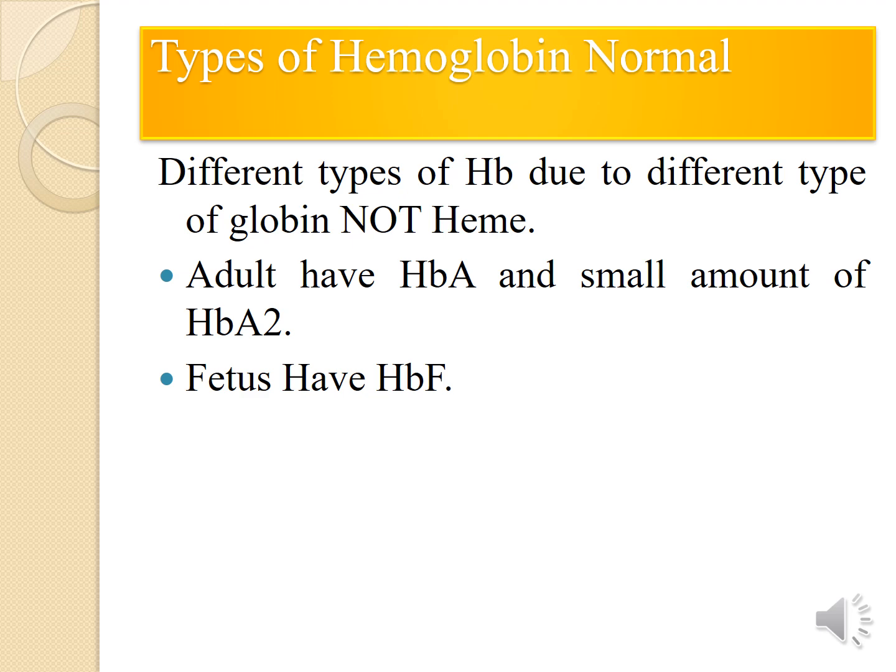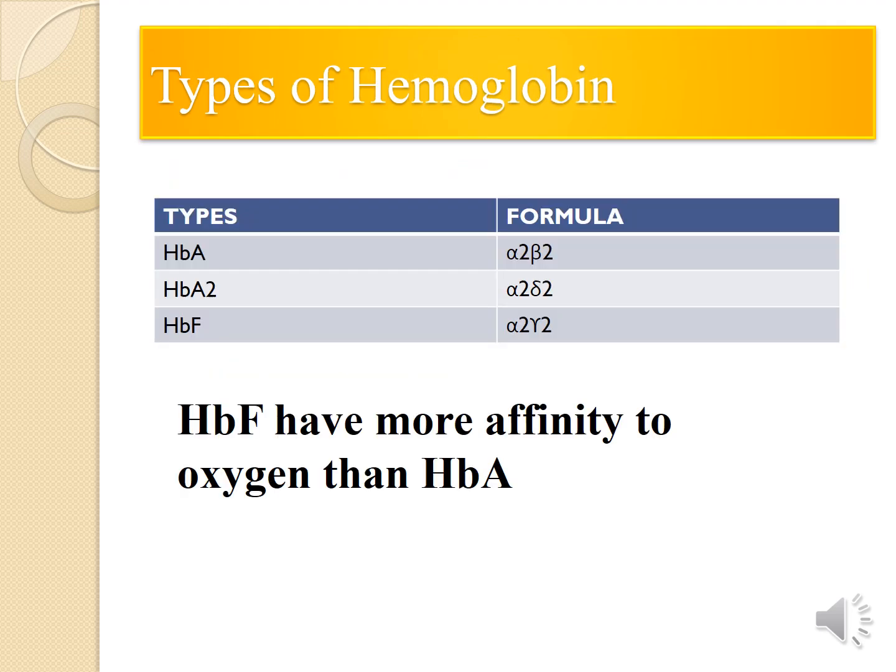The types of hemoglobin are normal or not. There are different types of hemoglobin due to the different types of globin. It is not the heme. Adults have hemoglobin A and a small amount of hemoglobin A2, and the fetus has hemoglobin F.